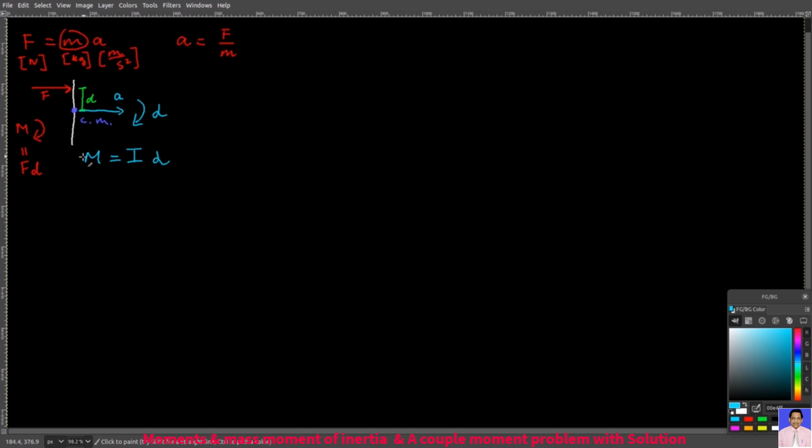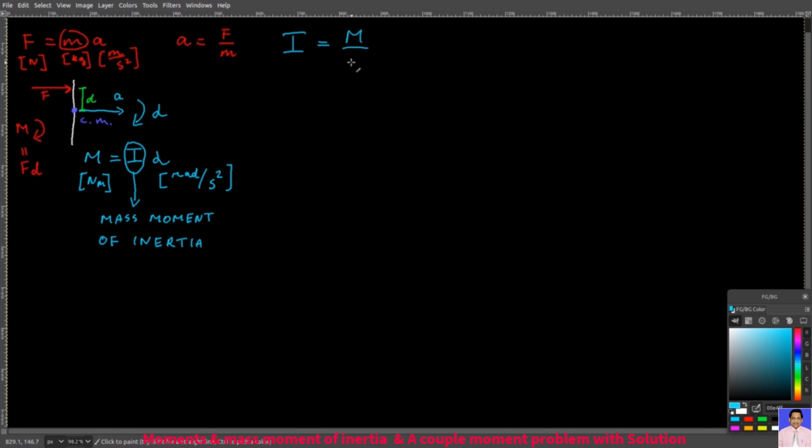So again, M is the moment in newton meters, alpha is the angular acceleration in radians per second squared, and this I here, that's the mass moment of inertia. And if you want to know the units of mass moment of inertia, then you can simply rewrite I like this: I equals M over alpha. So you will have newton meters over radians over second squared.